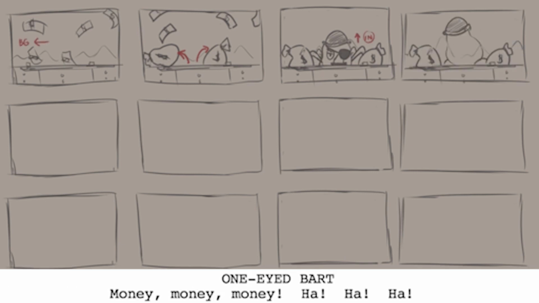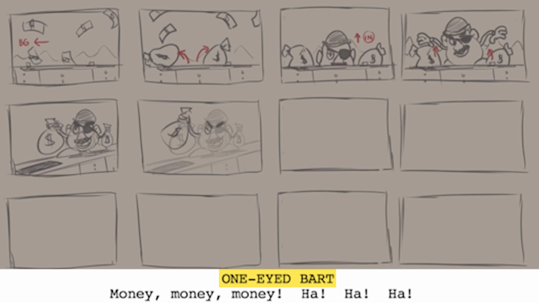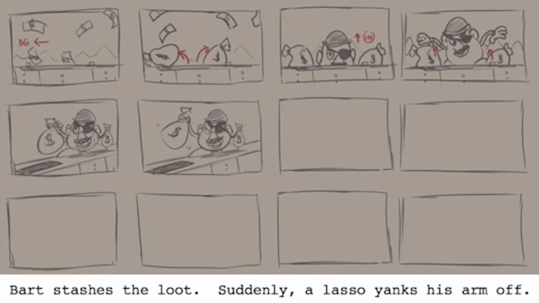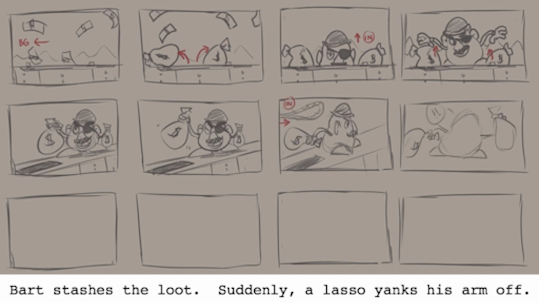Then we see one-eyed Bart, parentheses, Mr. Potato Head, follows. So in the center, one-eyed Bart says, money, money, money. So that's his dialogue. We have the character's name in all caps in the center, and then the dialogue centered underneath it. And then following the dialogue, we have another action. Bart stashes the loot. Suddenly, a lasso yanks his arm off. So we have another action there. He's putting the loot away.